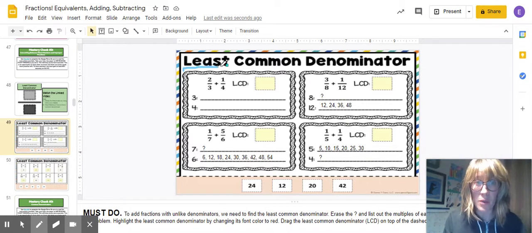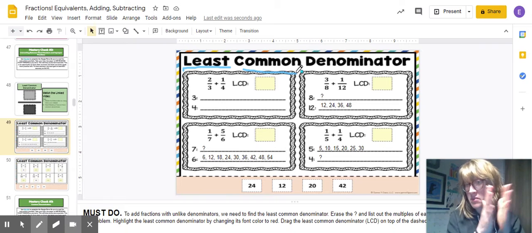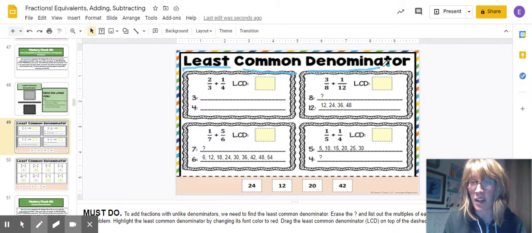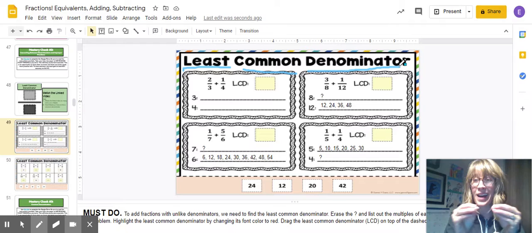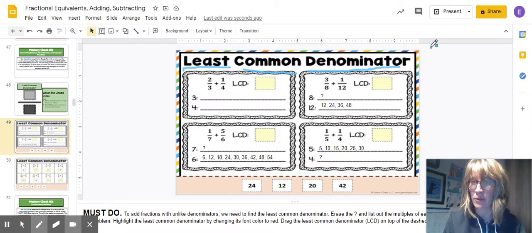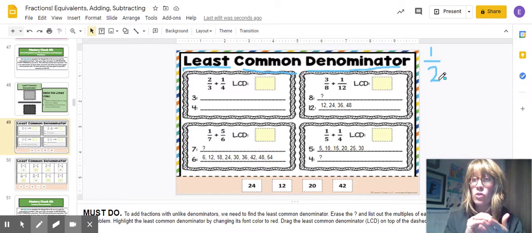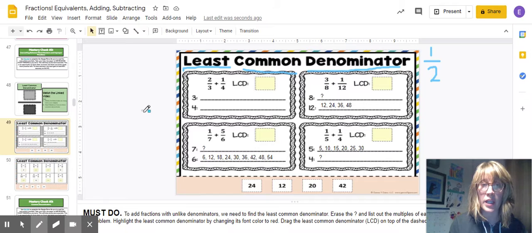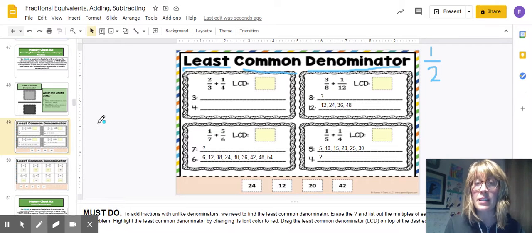So as we dive in, we're going to be thinking about least, smallest, right? Common, same, similar, and denominator. We know that a denominator is the bottom number on a fraction. So if we have a 1 on the top and a 2 on the bottom, 2 is in the denominator spot of this fraction. So as we go here, we want to find the least common denominator because before you can add, you're going to be learning that you have to have a least common denominator.